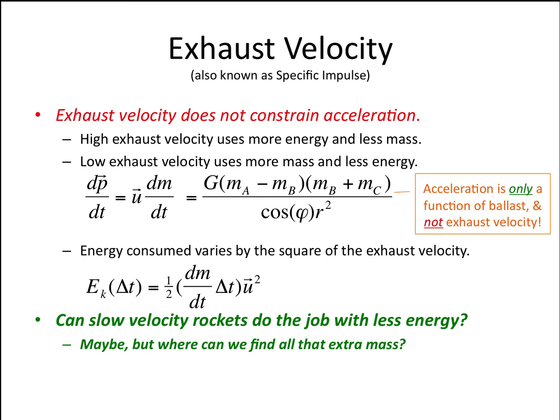Okay, so the other big news is the exhaust velocity does not constrain the acceleration. So if you thrust really, really fast, have a high power engine, it'll use a lot of energy and it'll be mass efficient. So it'll use a lot less mass. But it turns out that because we're trying to change momentum, momentum can be changed by throwing more mass with less energy. Because if you throw more mass with less velocity, the energy goes by the velocity squared. So if you throw a lot of mass not very fast, you can develop the same amount of momentum but consume a lot less energy.